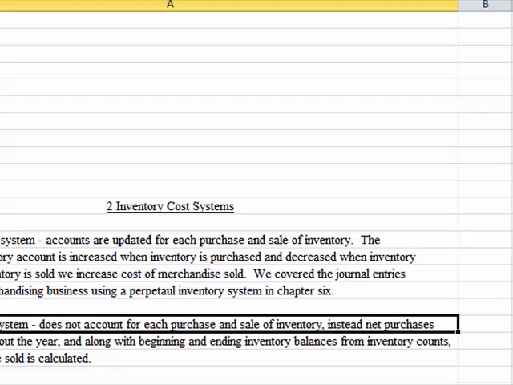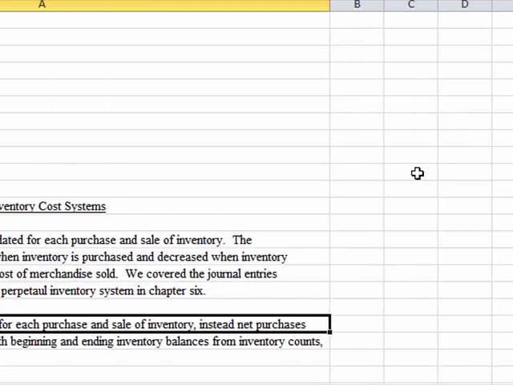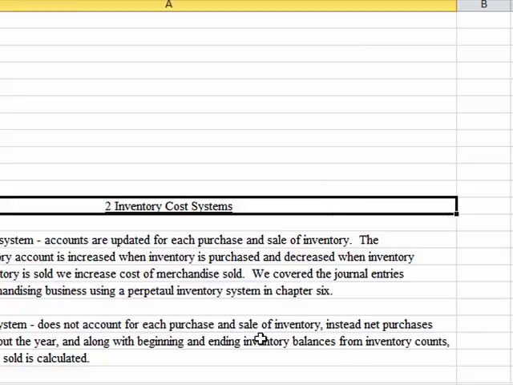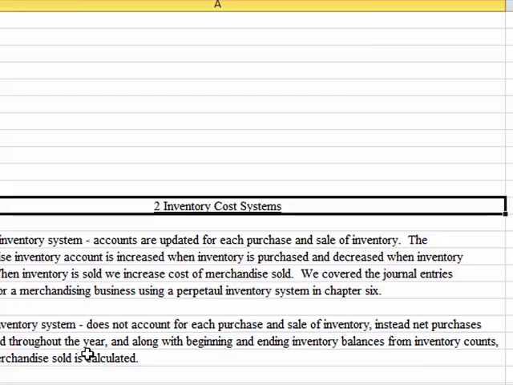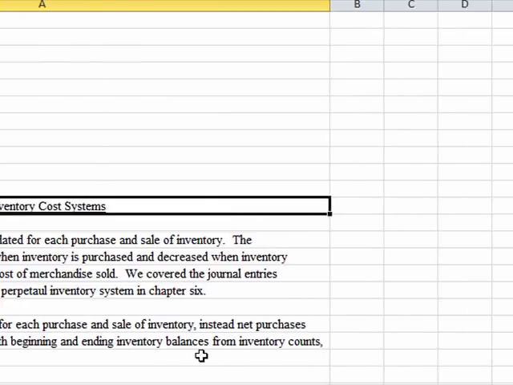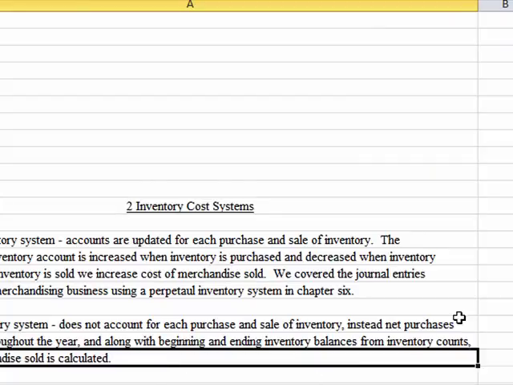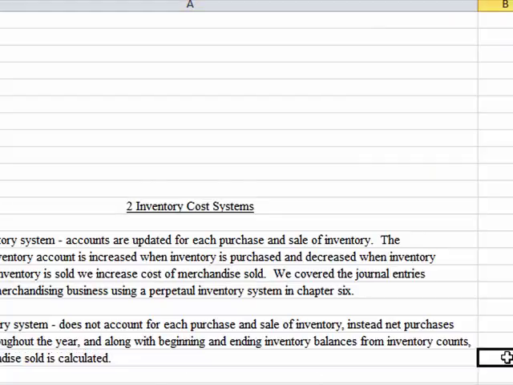Now, the periodic inventory system was the one that every company used for years and years before scanning equipment came along to make perpetual possible. With a periodic inventory system, it does not account for each purchase and sale of inventory. Instead, net purchases are tracked throughout the year, along with beginning and ending inventory balances from our inventory counts, and then cost of merchandise sold is calculated. So in the ledger, under a periodic system, we would not have the account cost of merchandise sold.